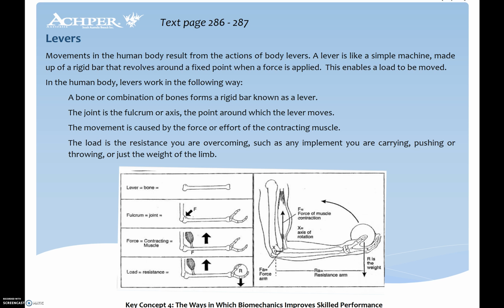We have a combination of bones, which are what give us leverage. The longer the bone, the longer the leverage. The joint is the fulcrum or the axis point. We have our force, which is our contracting muscle, and we could also call that effort. And we have our resistance, which is what we're pushing against.